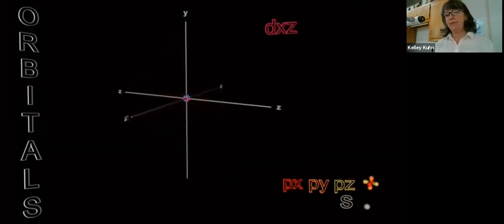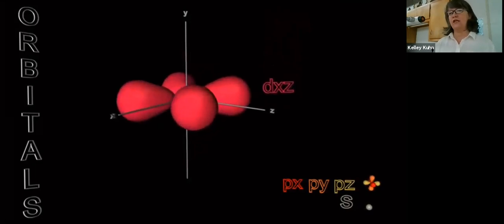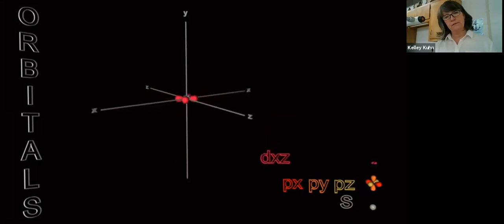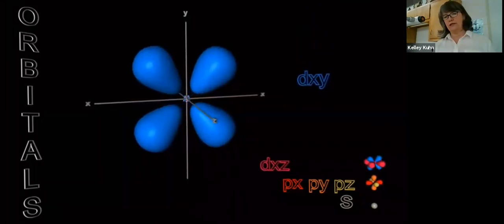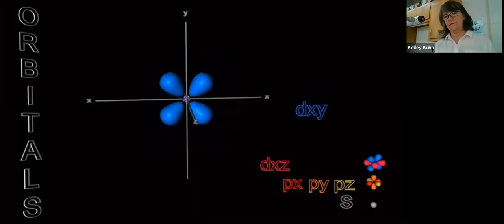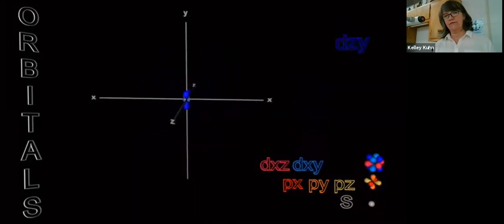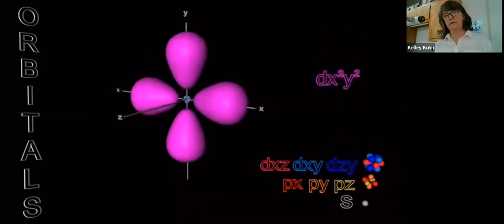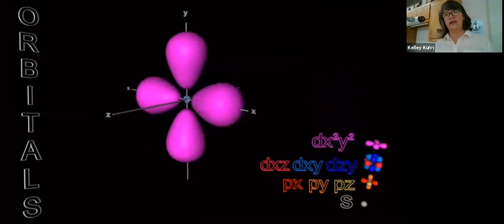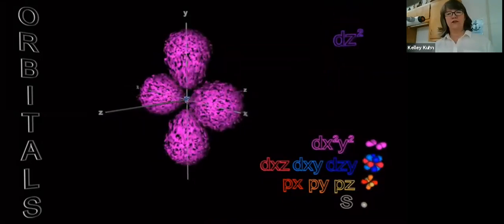The third type of orbital is the d orbitals, and there's 5 different ones. There's the first one. Here's what the second orbital looks like. There's our third orbital, the fourth orbital, and then the kind of psychedelic 5th orbital.